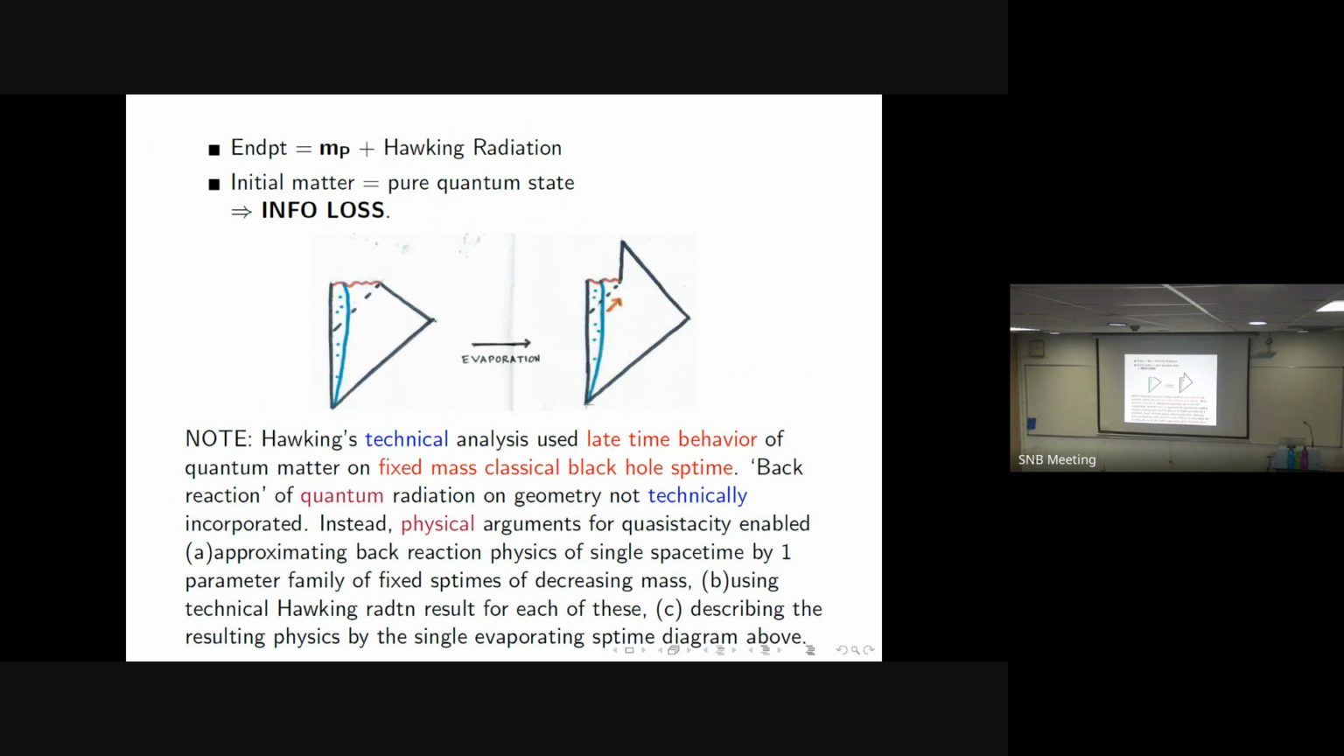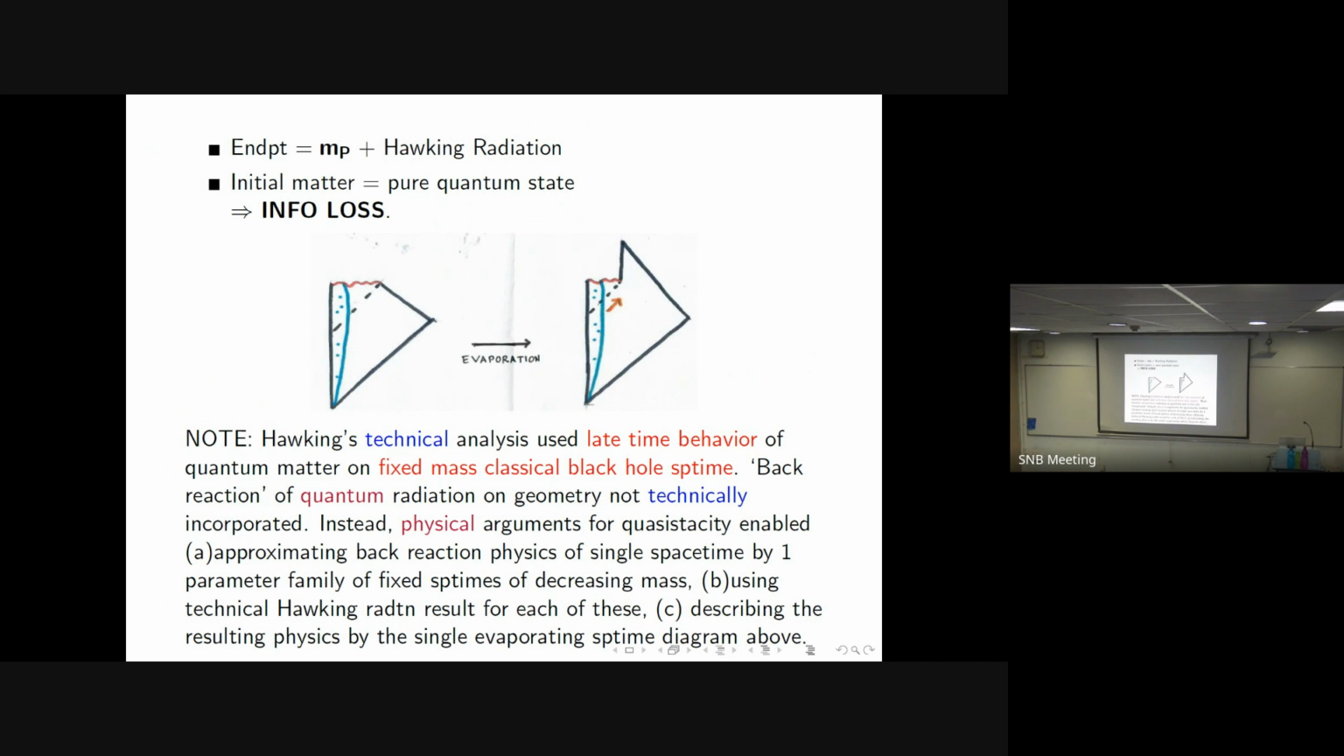So I just want to point out that maybe in 15 minutes, I will give you the start of my talk, and I will just tell you the result. But that's all right, doesn't matter. So Hawking's technical analysis, as I told you, used the late time behavior of quantum matter on a fixed mass classical black hole spacetime. This is the fixed spacetime. Now, of course, once you have the radiation, it has energy, and it will gravitate, and it will affect the geometry.